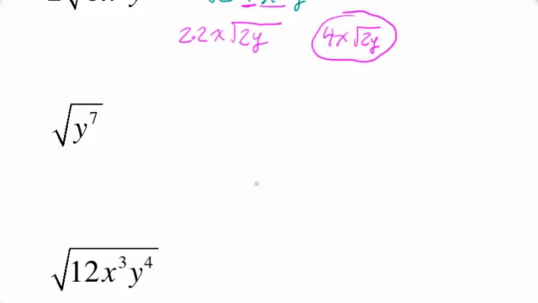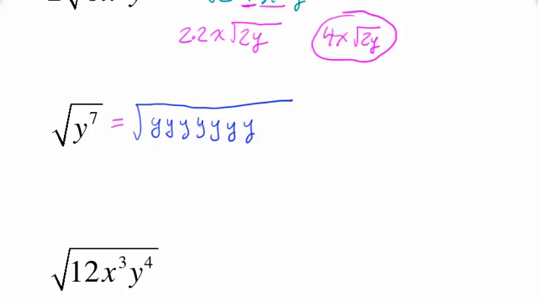Now, what if we have something that has a larger radical, like y to the 7th? This is something I do not recommend that you do. I do not recommend that you write y 7 times, because this gets very tedious. This is y times y times y times y times y times y. So you don't want to do it this way.